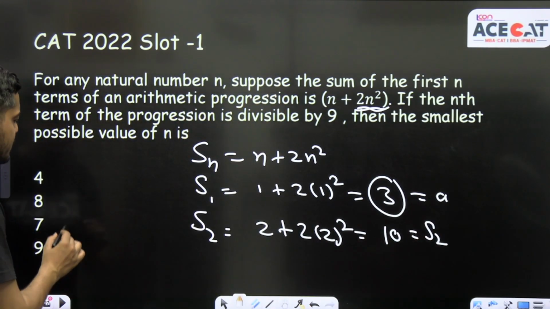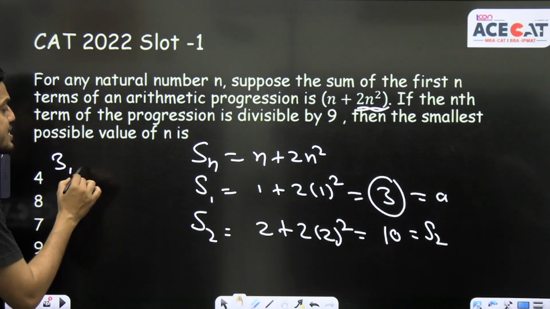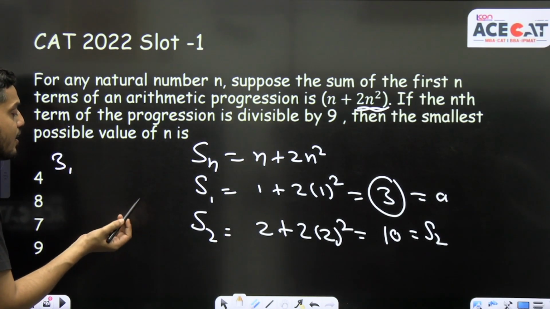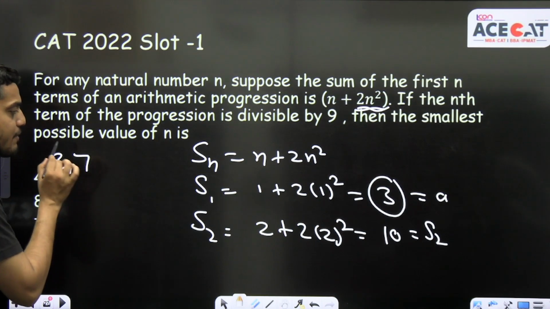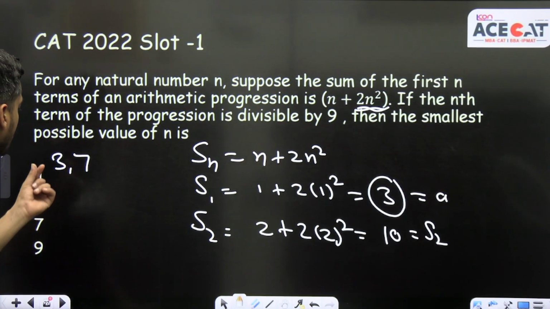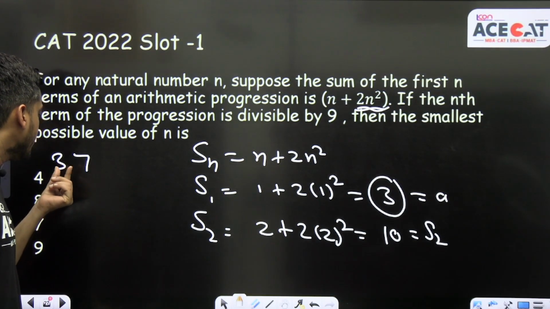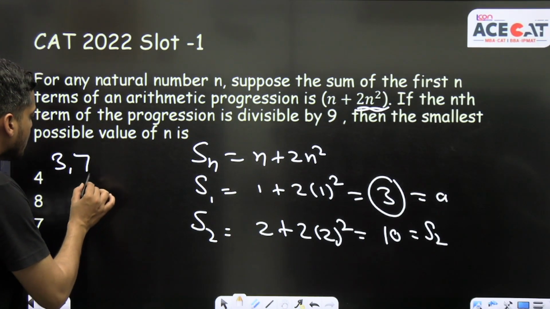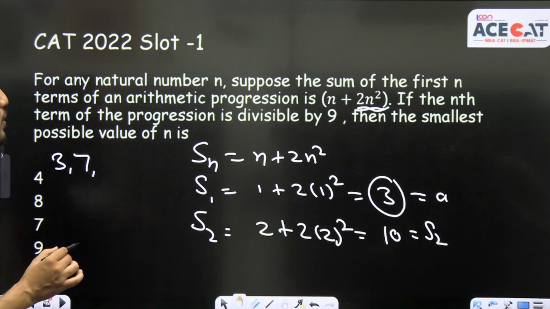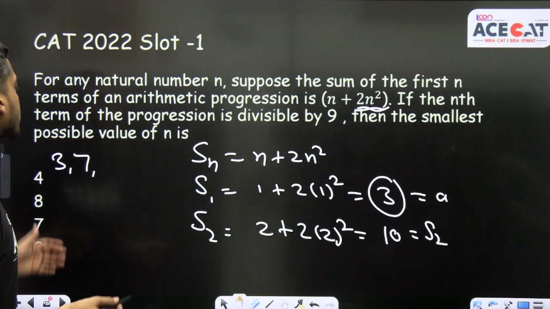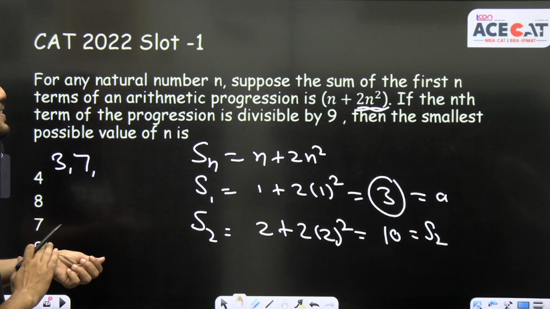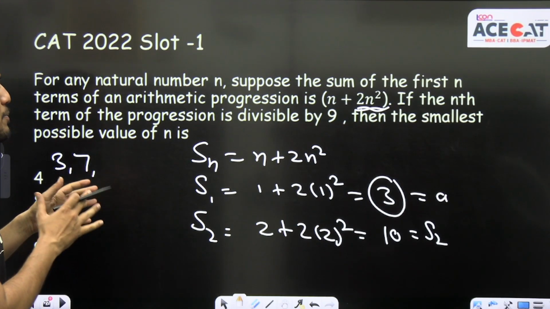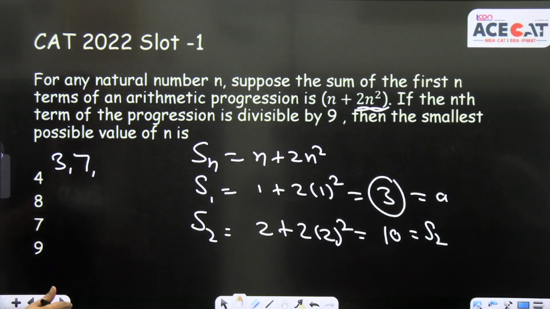If my first term is 3 and my sum of two terms is 10, it means my second term must be 7. So here guys, we have come to know about the first term and the common difference 4 guys. And the question is asking which term is going to be the multiple of 9, or the nth term of the progression is divisible by 9, then the smallest possible value of n is what guys?